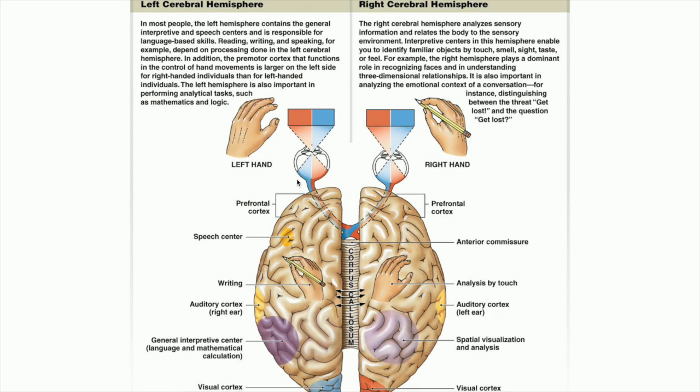And if we look at the cerebral hemispheres, they act contralaterally, and they have different functions. So that means, for example, the right hemisphere is controlling the left hand, and it's also receiving touch information from the left side of the body. The left hemisphere controls the right hand and receives touch information from the right side of the body. But they are connected by the corpus callosum.